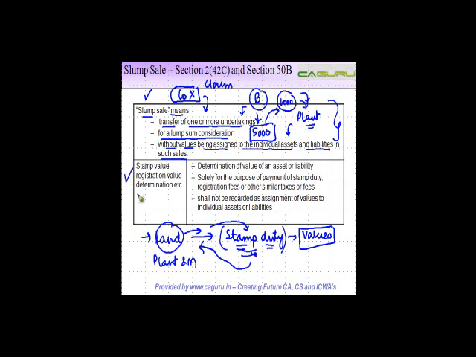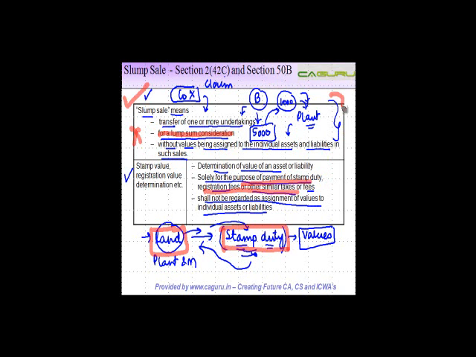And this is what is supposed to be covered in point number 2. Determination of value of an asset solely for the purpose of payment of stamp duty, registration fees, or other similar taxes or fees shall not be regarded as assignment of values to individual assets and liabilities. So basically, for a slump sale, it is important that the consideration has to be lump sum. Just because you are determining the value of a land for payment of stamp duty does not by itself mean that this is not a slump sale. It will always remain a slump sale as long as you are just determining this value for the purpose of payment of stamp duty or registration fees and other things.